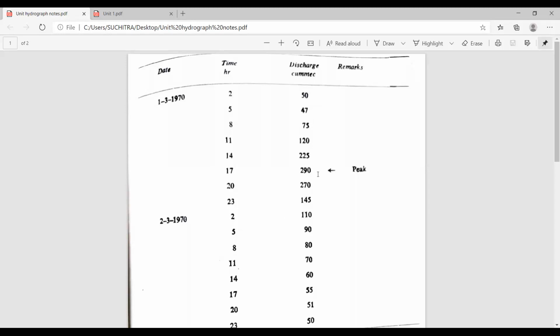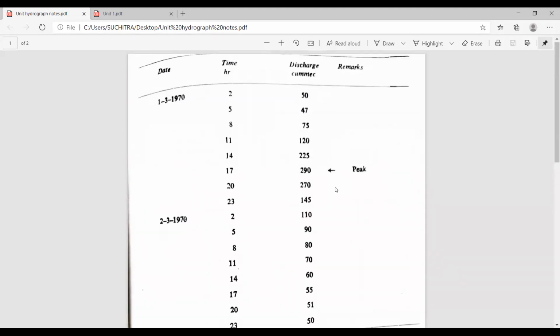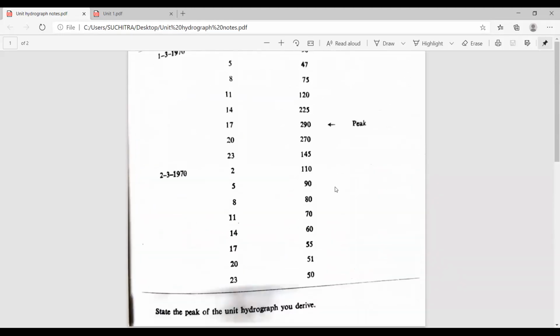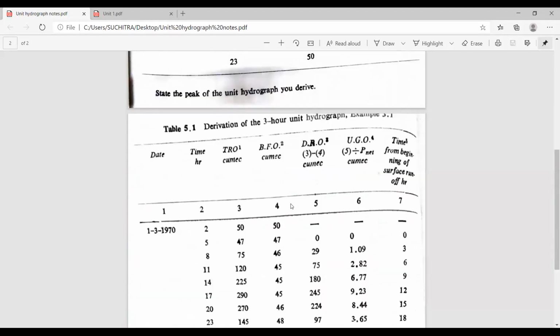Now you can see here, the peak discharge value is about 290. So the flood hydrograph has attained its peak at the 17th hour on the first day, and the peak is 290 cumecs. Now we have to derive the unit hydrograph for the 3-hour duration storm. This is the table which shows how to derive a 3-hour unit hydrograph from the given total runoff hydrograph.